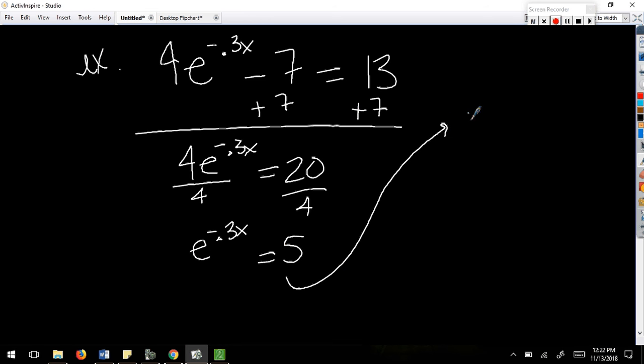Okay, log base e is the same thing as natural log, right? So it's natural log of 5 equals, logs always equal exponents, negative 0.3x.